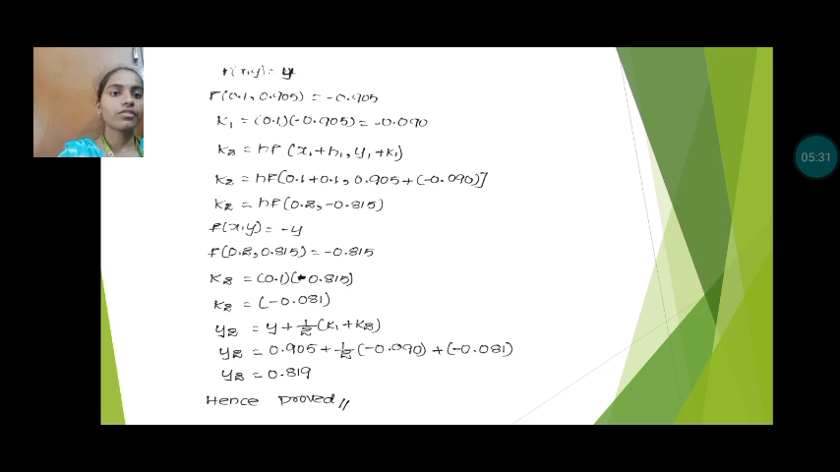k2 is equals to h of x1 plus h comma y1 plus k1. k2 is equals to h of 0.1 plus 0.1 comma 0.905 plus minus 0.090. k2 is equals to h of 0.2 comma 0.815. f of x comma y equals to minus y, f of 0.2 comma 0.815 equals to minus 0.815. k2 is equals to 0.1 into minus 0.815. k2 is equals to minus 0.081.